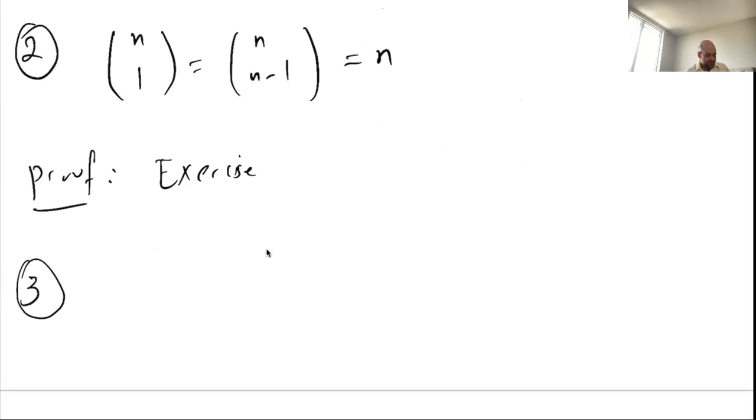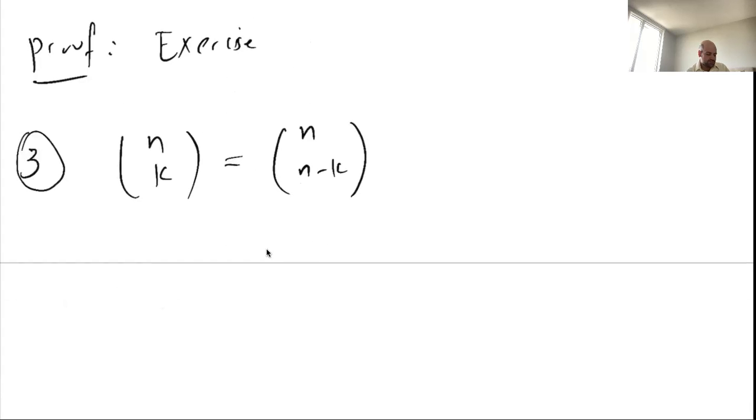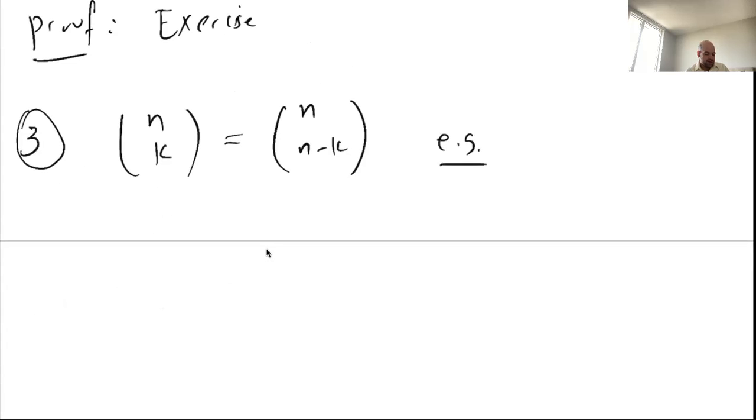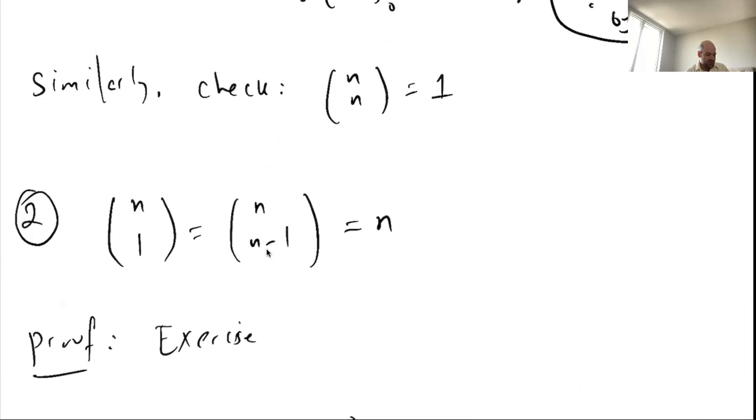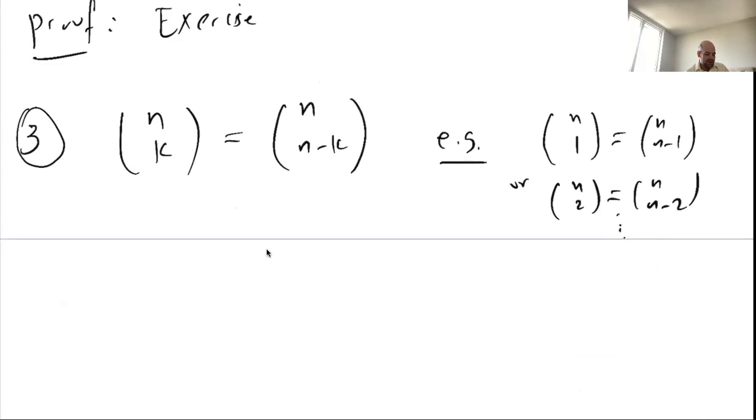Third property: n choose k is equal to n choose n minus k. N choose k is always the same as n choose n minus k. For example, n choose 1 is the same as n choose n minus 1, or n choose 2 is the same as n choose n minus 2, and so on. In the second property, we already saw that n choose 1 is the same as n choose n minus 1. But for any k, we can always say that n choose k is the same as n choose n minus k. How can we prove this?